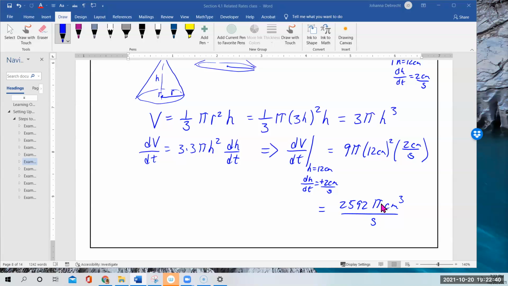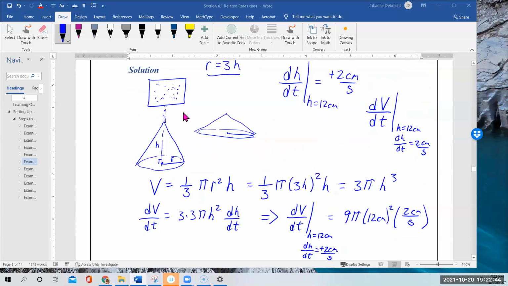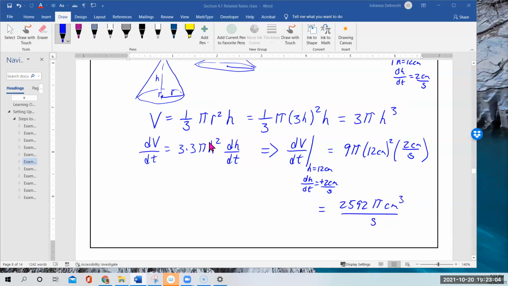Does the positive value make sense in this situation? And the answer is it depends. If you're talking about the change in volume of the pile, then yes, it does. The pile is getting larger. If you're talking about the rate of change of the sand from the bin, it should be a negative 2,592 pi cubic centimeters per second, since it's decreasing.